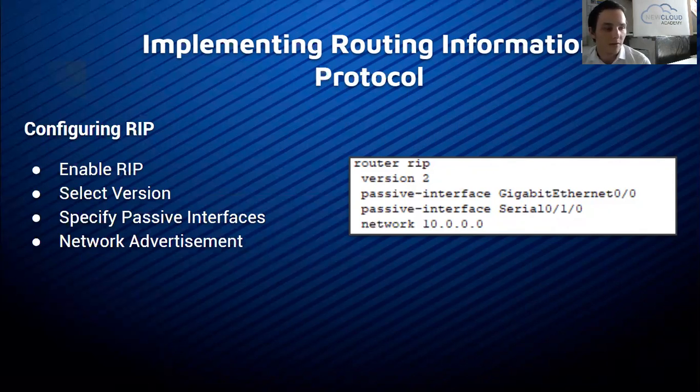RIP is a distance vector routing protocol, which employs the hop count as a routing metric. RIP prevents routing loops by implementing a limit on the number of hops allowed in a path from the source to the destination.